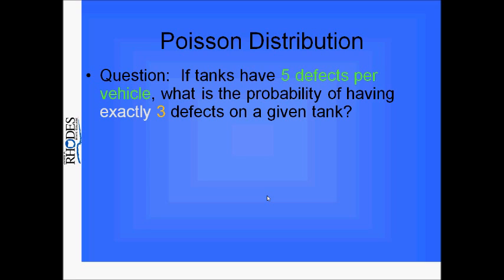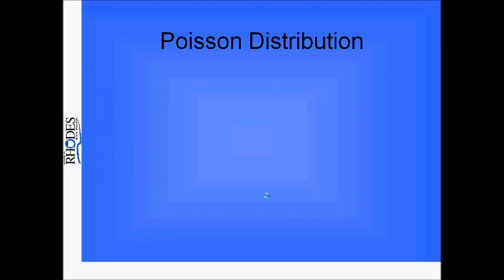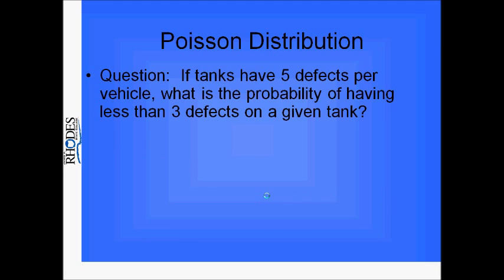Alright, so I'm going to give an example here. If you have a tank that has 5 defects per vehicle, so that's a defect rate, that's your lambda. What is the probability of having exactly 3 defects? So 3 is your R, because it's exactly 3. And you use PDF because we're talking about an exact number. We're not saying less than or less than or equal to, that type of thing, or greater than. So we plug that in, we get a value.